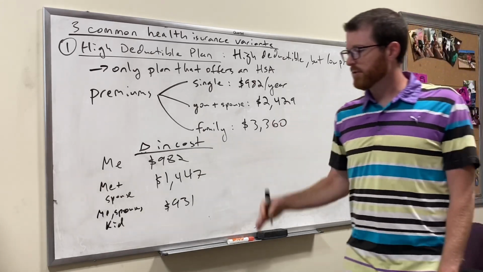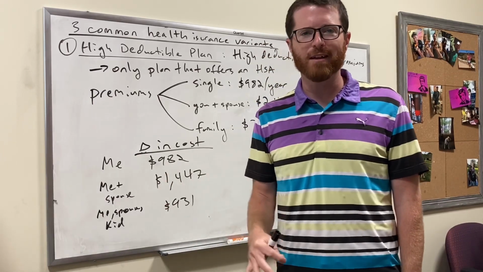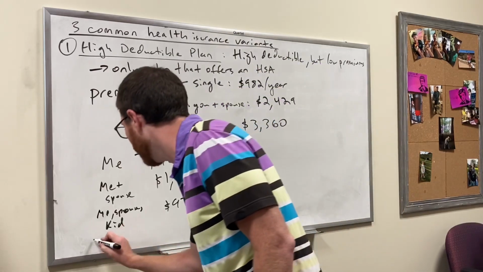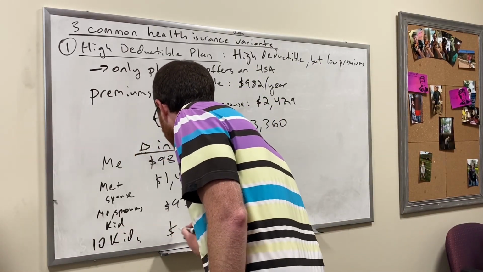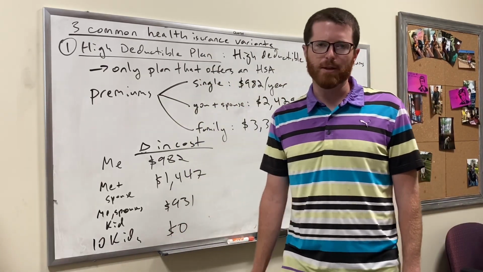And I'm pointing this out just because recognize that as you add anyone else to this plan, as you continue to add kids to the plan, they're not any more expensive. So if you were to have, for example, 10 kids, those 9 kids that you just added to that plan add nothing to your health insurance premiums.